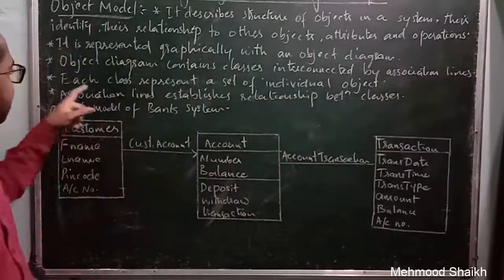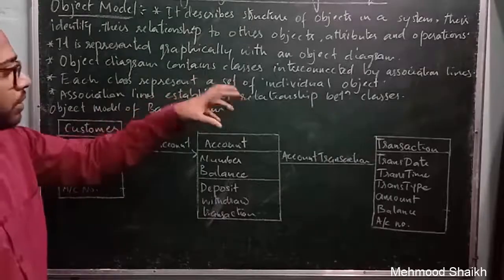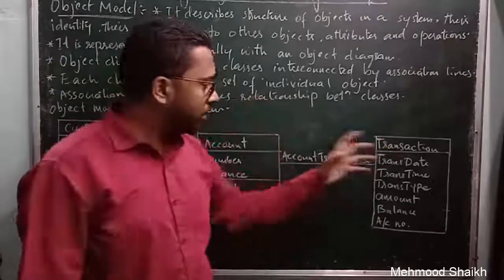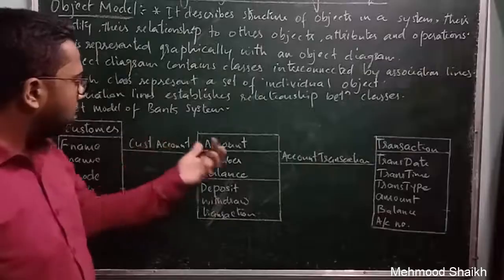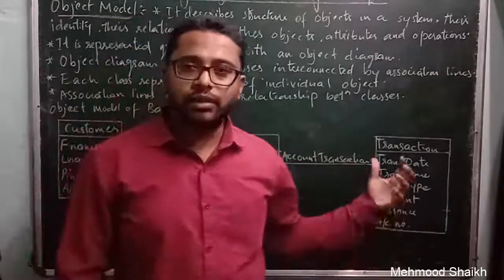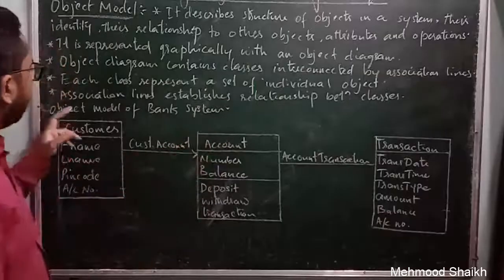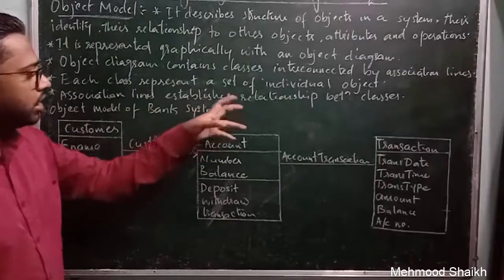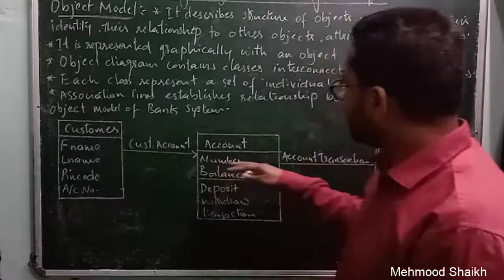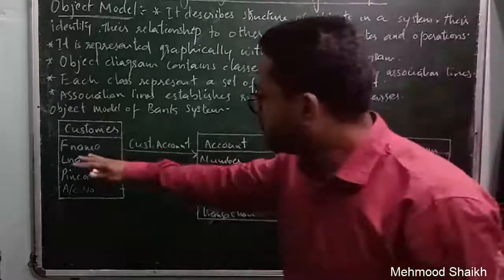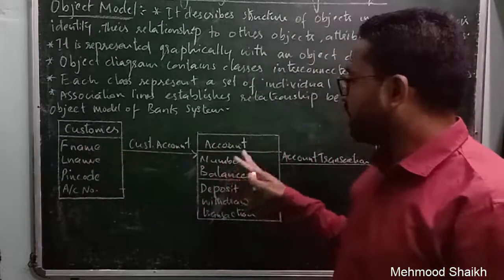Each class represents a set of individual objects. Whether it is customer, account or transaction, each and every class is considered as an individual object. And association lines establish relationships between classes. These association lines represent the relationship between one object and another object.